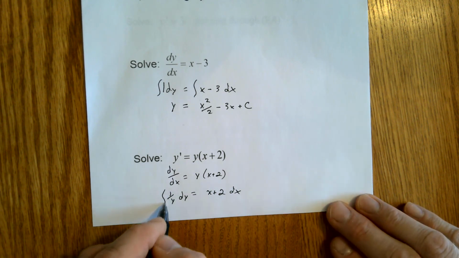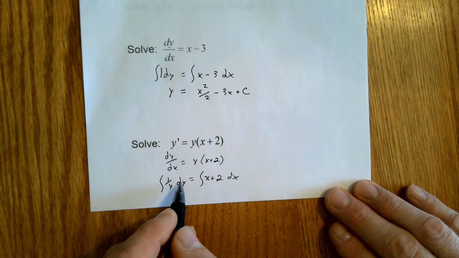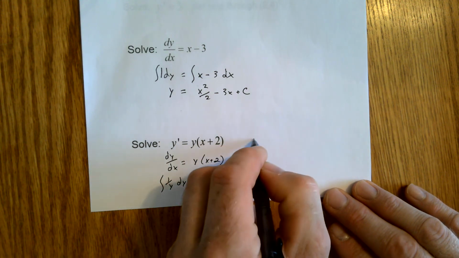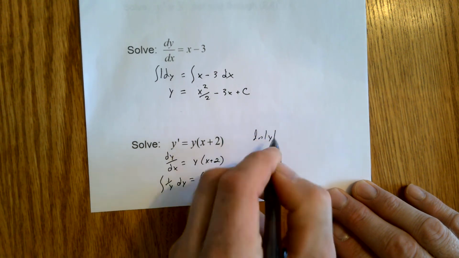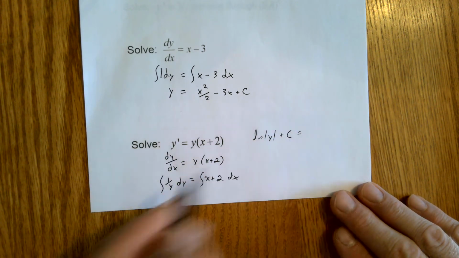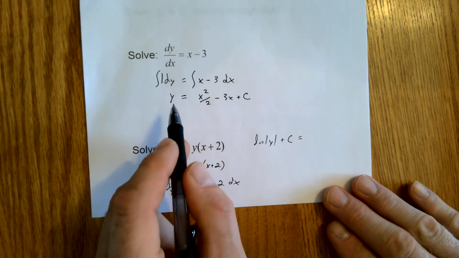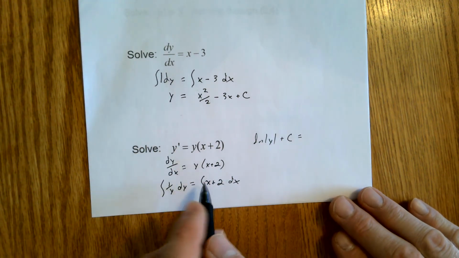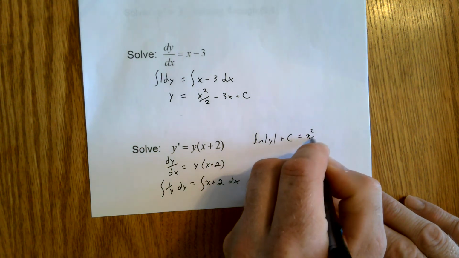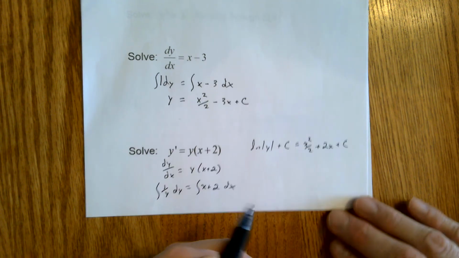And then to solve that, I'm going to integrate. The integration of 1 over y dy, I'm going to write that up here. That is the natural log of the absolute value of y, isn't it? Plus c. And that's going to equal the integration over here. I guess we didn't do it up here. I'll talk about that c down here. Integration of x plus 2 gives us x squared over 2 plus 2x plus c.